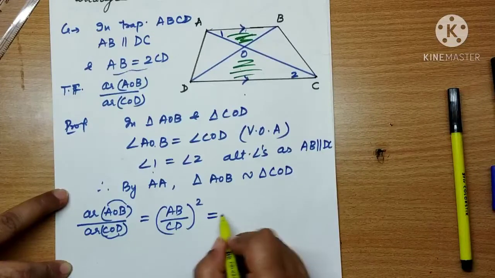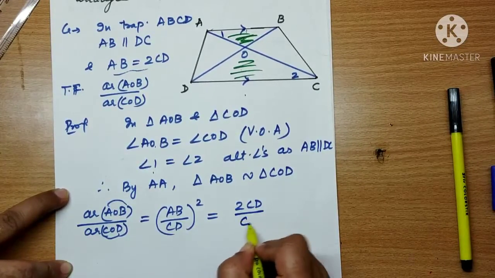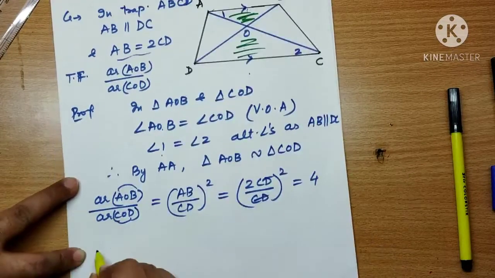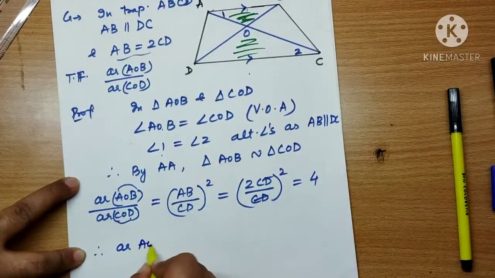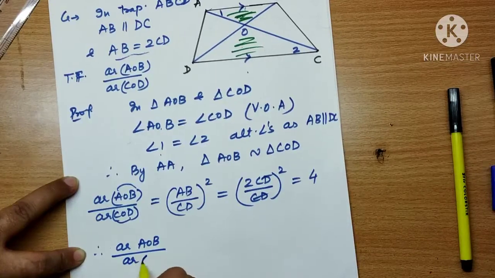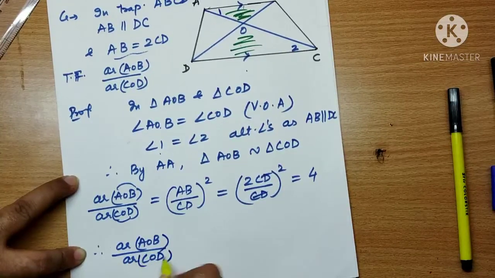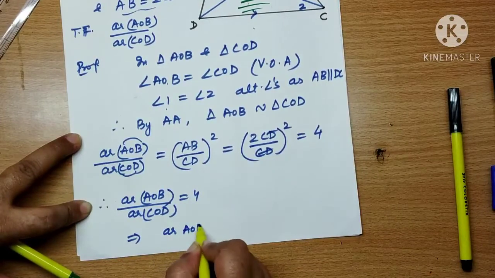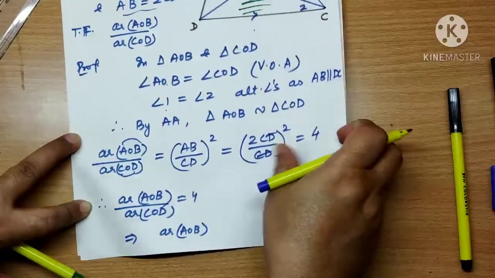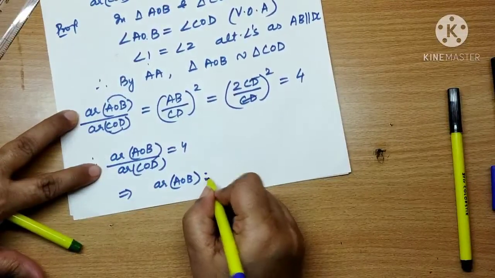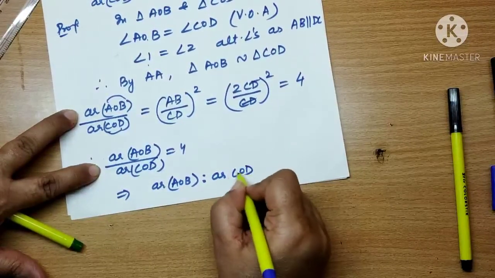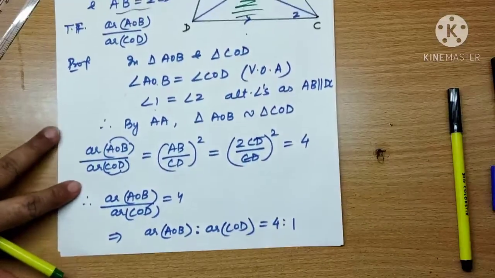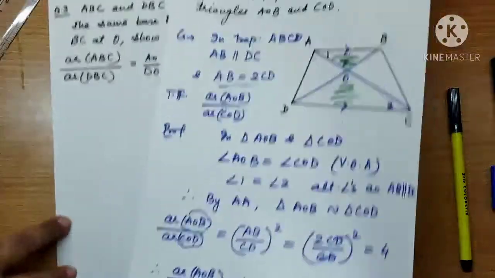Now, AB is twice of CD, given. So, let us substitute. So, this we get 4. Therefore, area of AOB by area of COD, I got this as 4. This implies, since he asks us to find the ratio, let us write in the desired form. Area of AOB is to area of COD is 4:1. That was our second question.